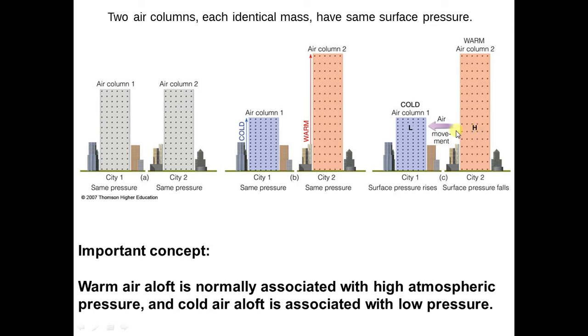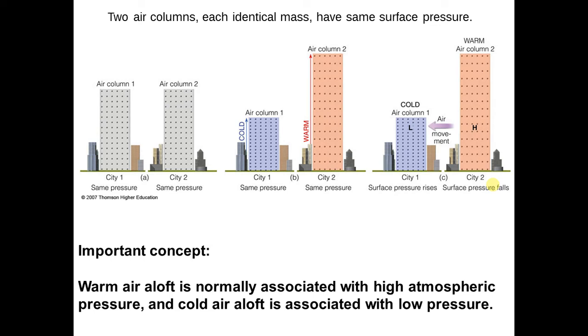You're taking air out of the column above city 2. You're adding air into the column above city 1. What happens to the pressure at the surface for city 2? It goes down because you're removing air, right?